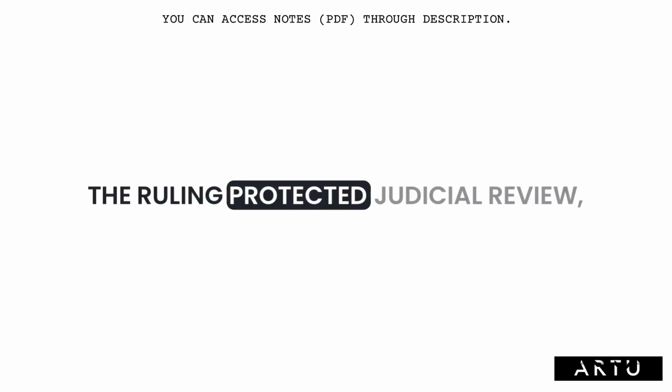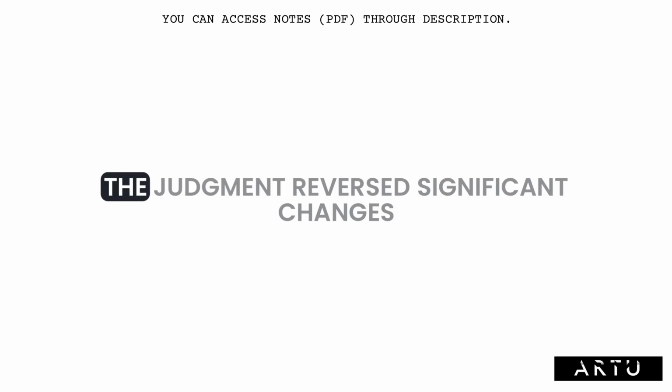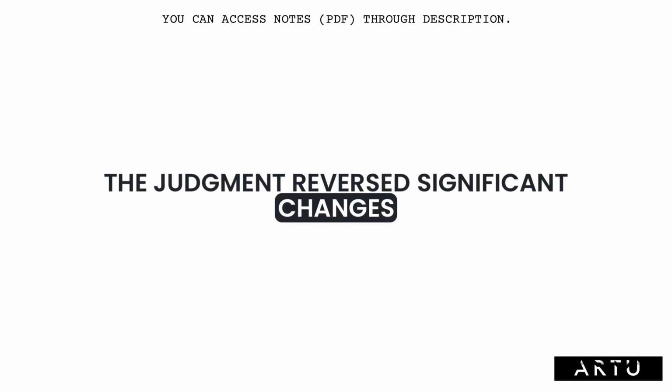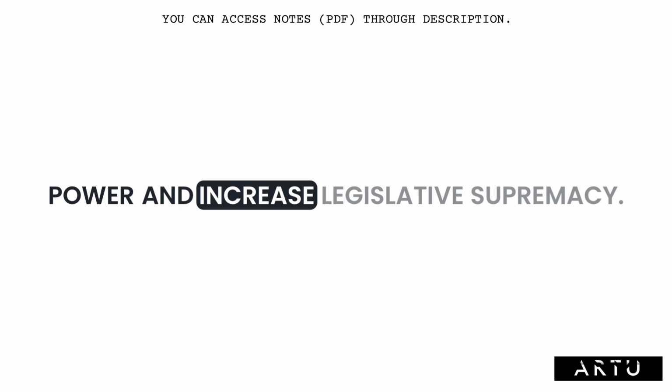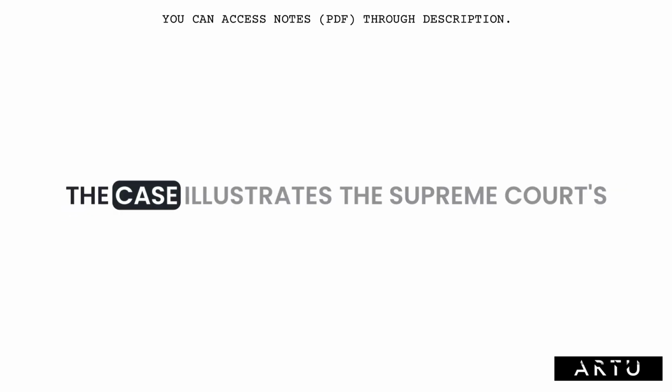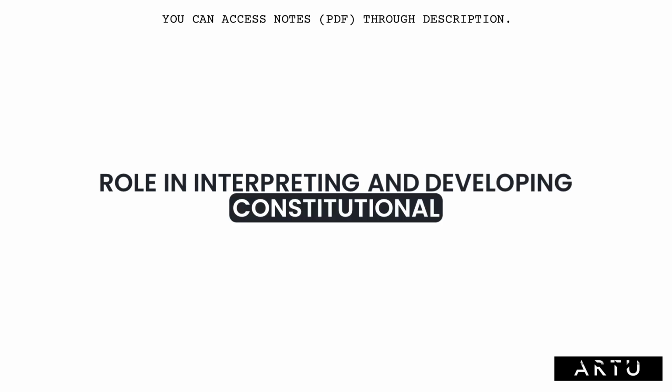The ruling protected judicial review, serving as a check on Parliament's actions. The judgment reversed significant changes from the 42nd Amendment that aimed to reduce judicial power and increase legislative supremacy. The case illustrates the Supreme Court's role in interpreting and developing constitutional principles.